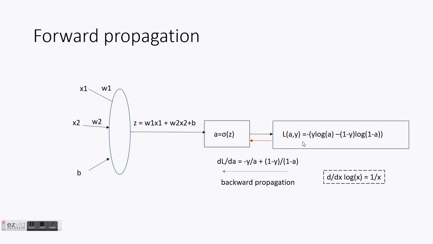Since the loss is given as L of a, y is equal to minus y log a minus 1 minus y log of 1 minus a, if I take the derivative of this, you will get dL by dA is equal to minus of y by a plus, minus of that is minus of 1 minus y, the derivative d by dA of log of 1 minus a, which will become plus of 1 minus y divided by 1 minus a. That is, since d by dx of log x is equal to 1 by x.